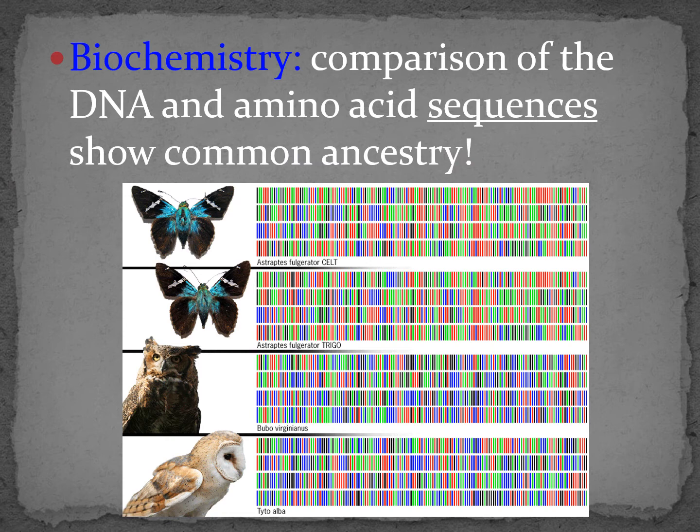Now, biochemistry. This is again comparison of DNA and amino acid sequences. So obviously we can tell that these are related, right? We can tell that there's a little bit of difference if you look at them. But if you look at the DNA, you'll notice that the color lines pretty much match. There's a few differences just right here at the beginning, but we know that they're pretty much related.